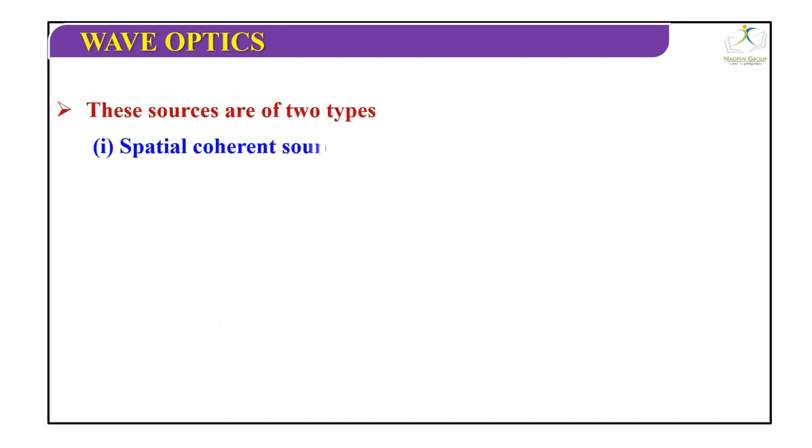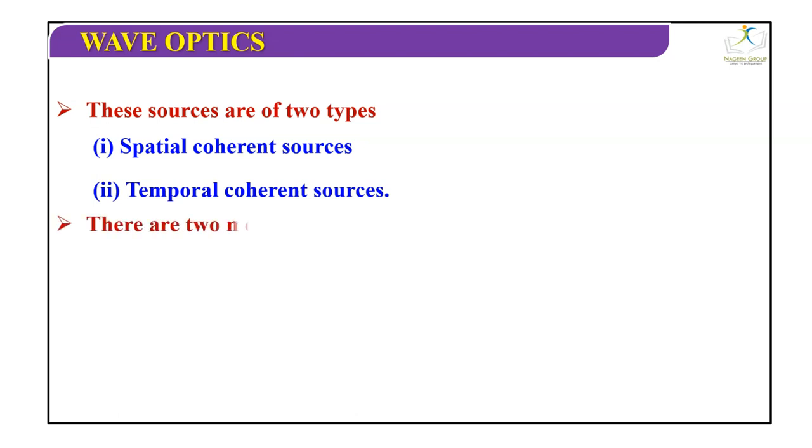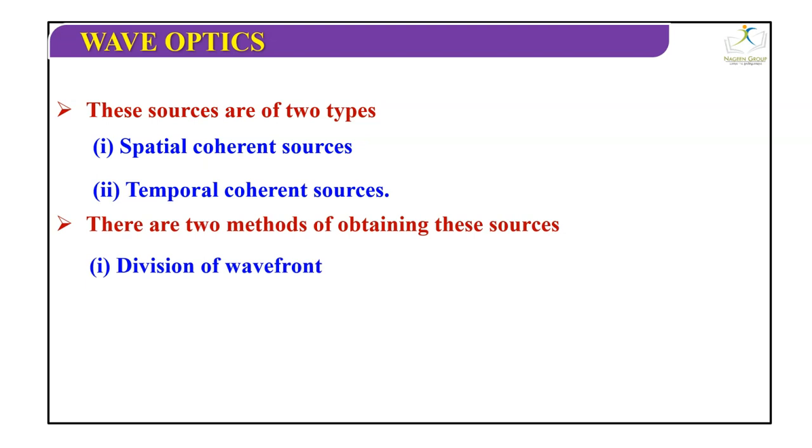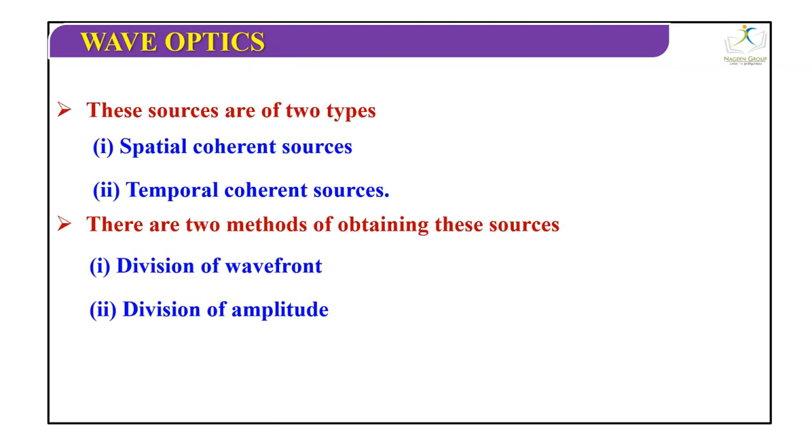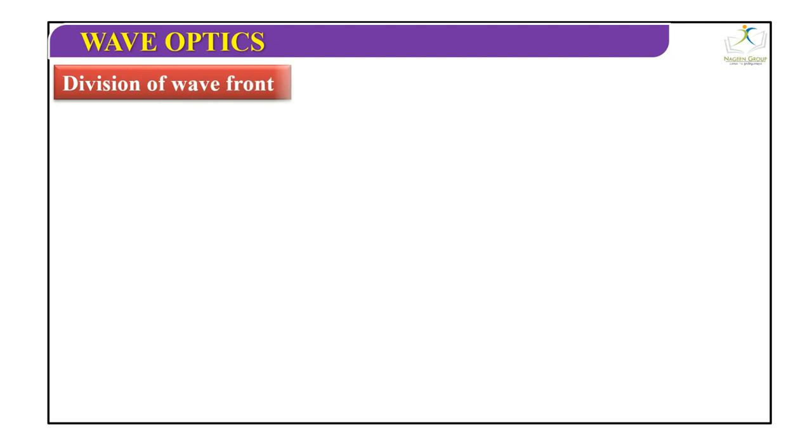Next question we have: these sources are of two types, spatial coherence and temporal coherence. And there are two methods of obtaining them: division of wavefront and division of amplitude. So the correct answer, as I told you, is that these sources are two types, spatial coherent sources and temporal coherent sources, and the two methods are division of wavefront and division of amplitude.